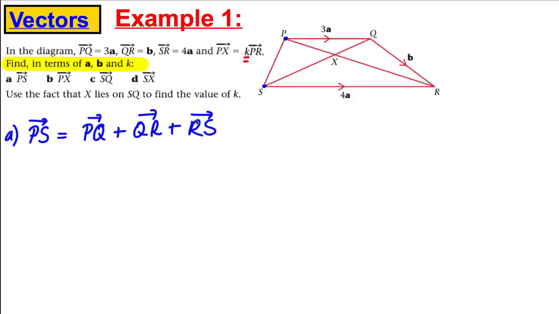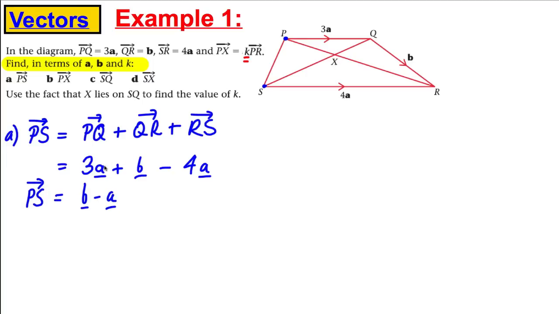State what you're doing before you start jumping ahead. Now P to Q is 3A, Q to R is B, and R to S, now be very careful, you're going that way, so it's negative 4A. Tidying this up, 3A take away 4A is negative A, so we'd have negative A plus B, but we'd write that as B subtract A. That's the neater way of doing that. So P to S is actually B subtract A, and we're done.